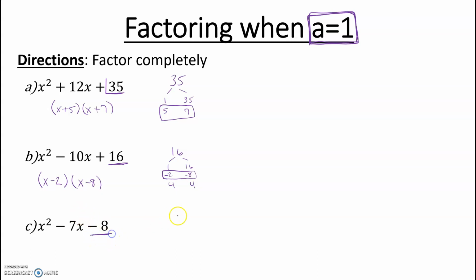Next one, we have a negative 8. So what numbers multiply to 8 first? So 1 and 8, 2 and 4. Looks like that's it. So which one of those subtract to get me 7? Well, 8 minus 1 is 7, so we're going to look at this pair.